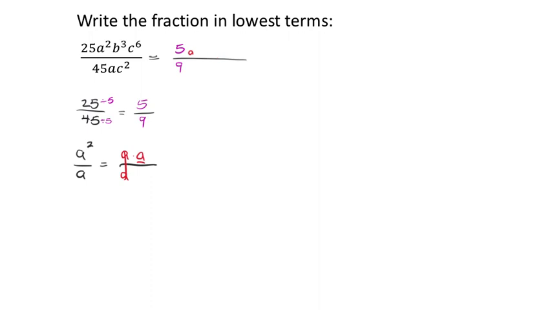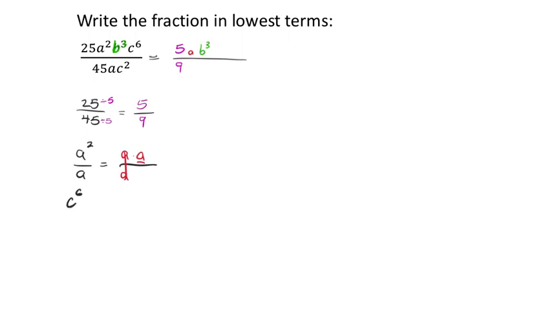Next up, we've got this b cubed. Now, there are no other b's. So this b cubed right here on the top is just going to stay on the top. That's it. Nothing to do with that b to the power of 3. It just stays where it is. Now, let's look at the c's. And again, we're breaking this up into smaller, more manageable parts.